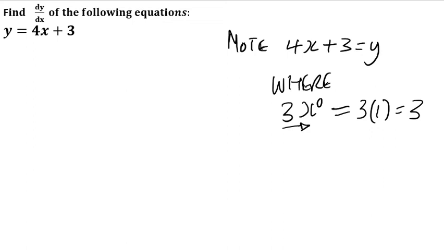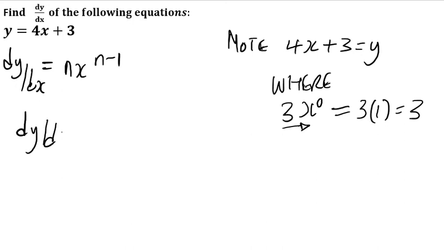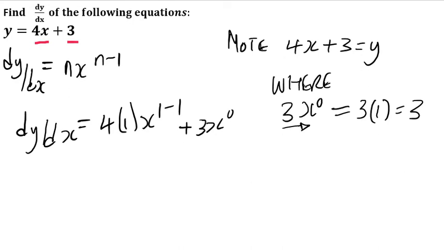So I'll just get here, I'll say dy over dx equals to, we're gonna apply that formula, this formula right here, n minus 1. So it's dy over dx equals to, we're gonna start with 4. So for 4 we have got 4, and then our n is 1, and then x to the power of 1 minus 1. Okay, then for the next one, for this 3, we have 3 to the power x 0. Okay, so we all know that our n is 0 here, so we're gonna say multiply by 0, then this 0 minus 1.